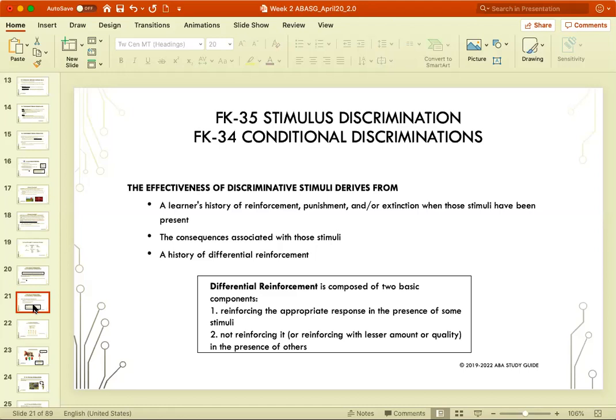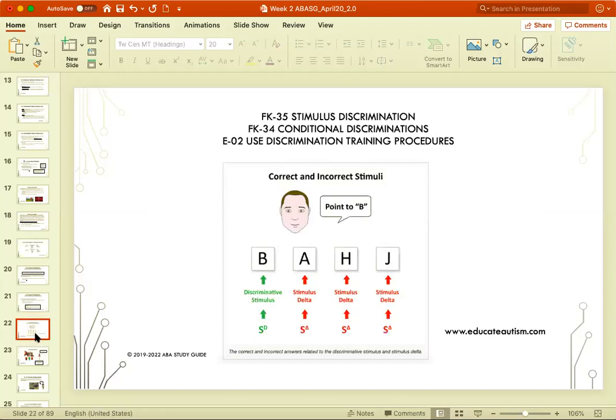Differential reinforcement, we'll talk a little bit more about that later, but it basically is composed of two components. We have reinforcing the appropriate response in the presence of some stimuli and not reinforcing it, putting it on extinction, or reinforcing with lesser amount or quality in the presence of others. That is how you develop your SDs and your S deltas. Okay, so B is your SD. Everything else does not result in reinforcement, or less reinforcement. Therefore, they may become S deltas.